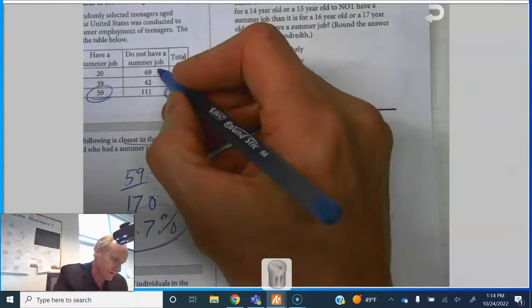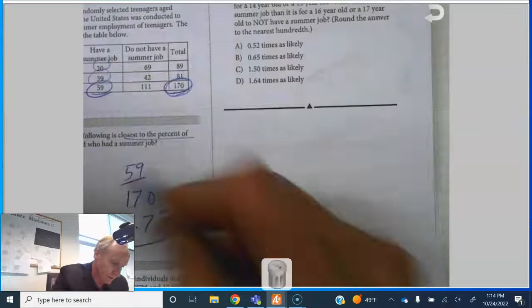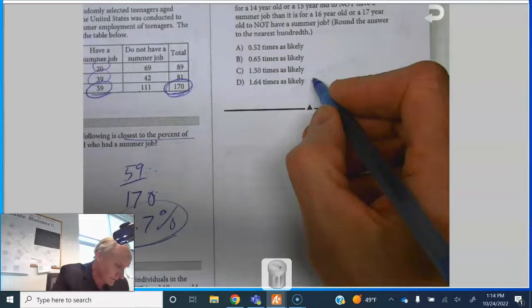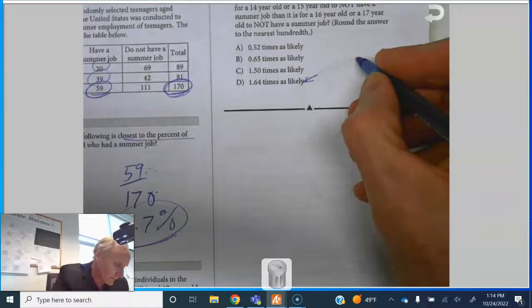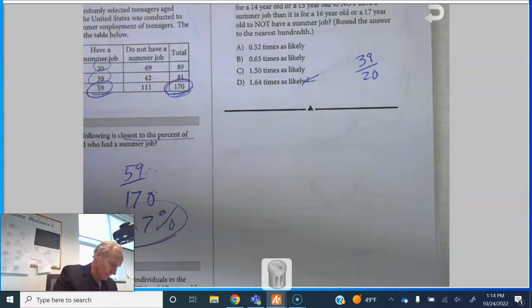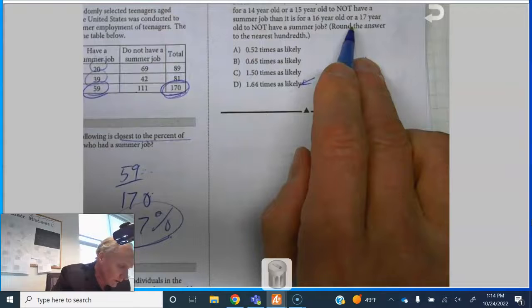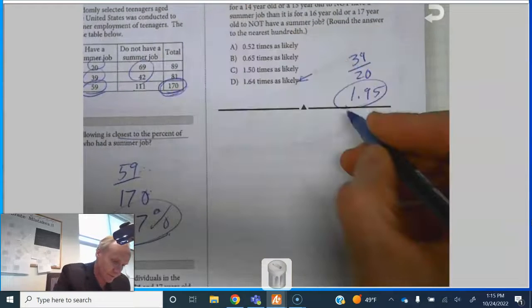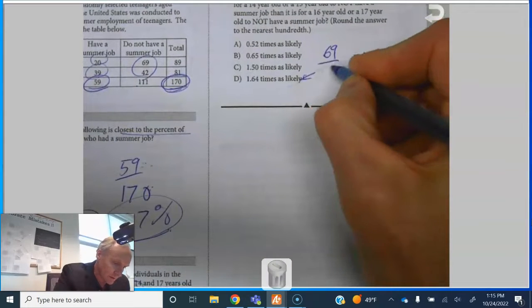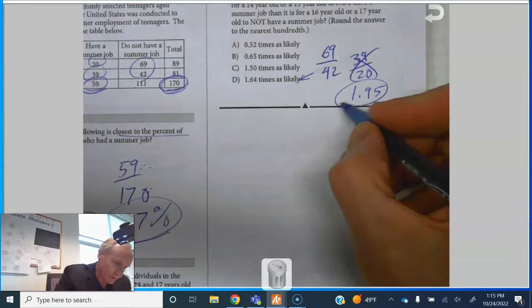So we want to look at the difference between these absolute values. Let's see, 20, it's about 2. So 1.64, let's see, 39 versus 20. About 1.95. Oh, to not have a summer job, sorry, 69 and 42. 69, 42. To not have a summer job is the 1.64.